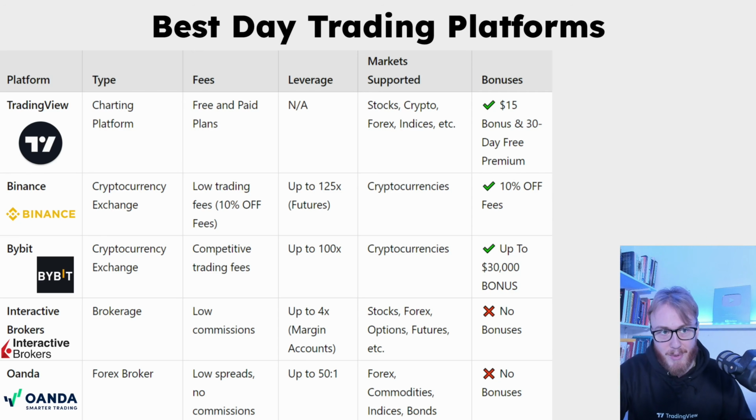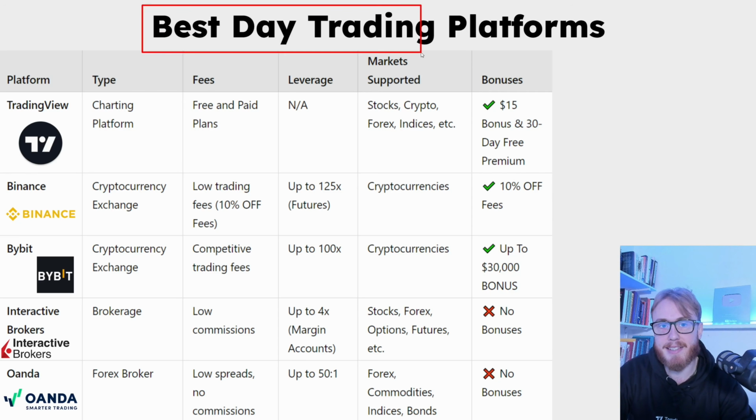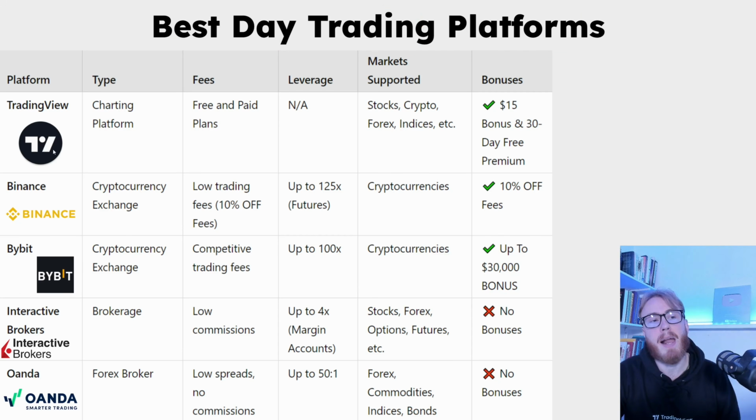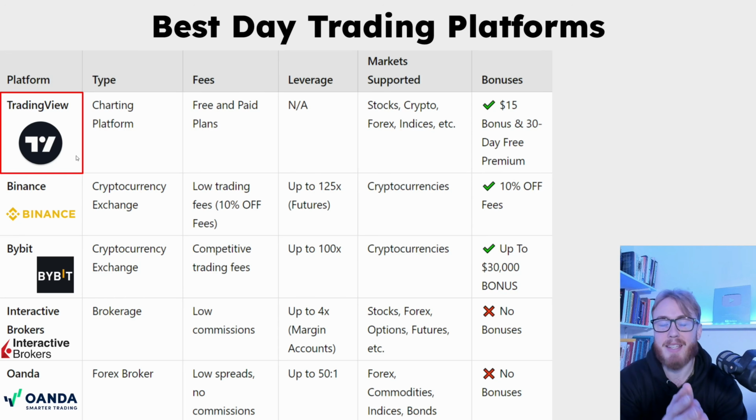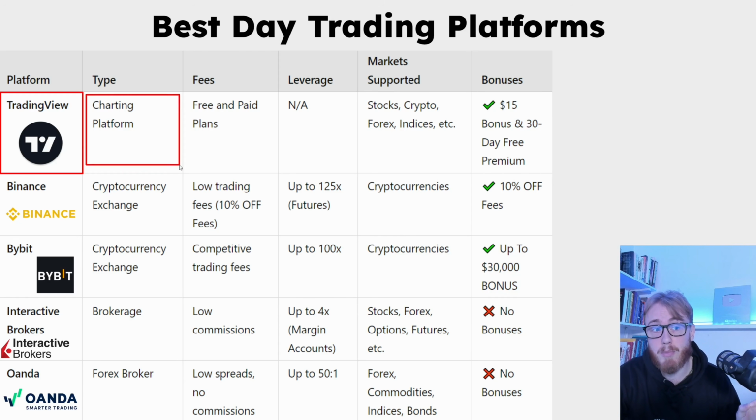Alright guys, so now let's take a look at the best day trading platforms. And the very first platform I do want to talk about is TradingView. And here, it doesn't matter if you trade crypto, Forex, stocks, or whatever you are trading. In my personal opinion, TradingView is the best charting platform, or in other words, the best analysis platform, no matter what asset type you are trading.